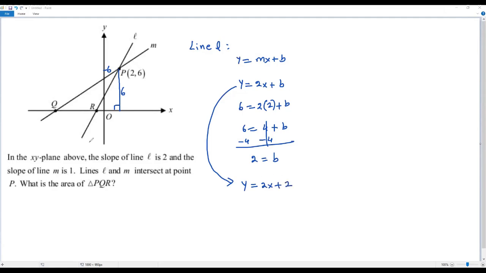Okay, now let's consider the x-intercept of the line L, that is R. To get the x-intercept of this line L, what I have to do is plug in y equals 0.